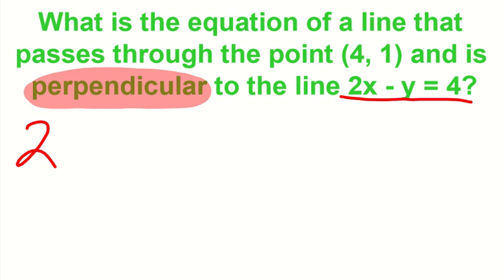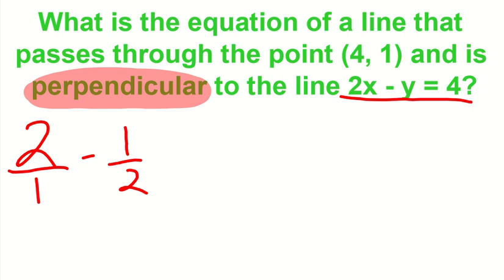When it's perpendicular, what do we do? Flip it and change the sign. So if I have 2, 2 is like 2 over 1. So that becomes 1 over 2 or 1/2. And we change the sign, so that's a -1/2. Okay? Again, sometimes that's enough to get the right answer.